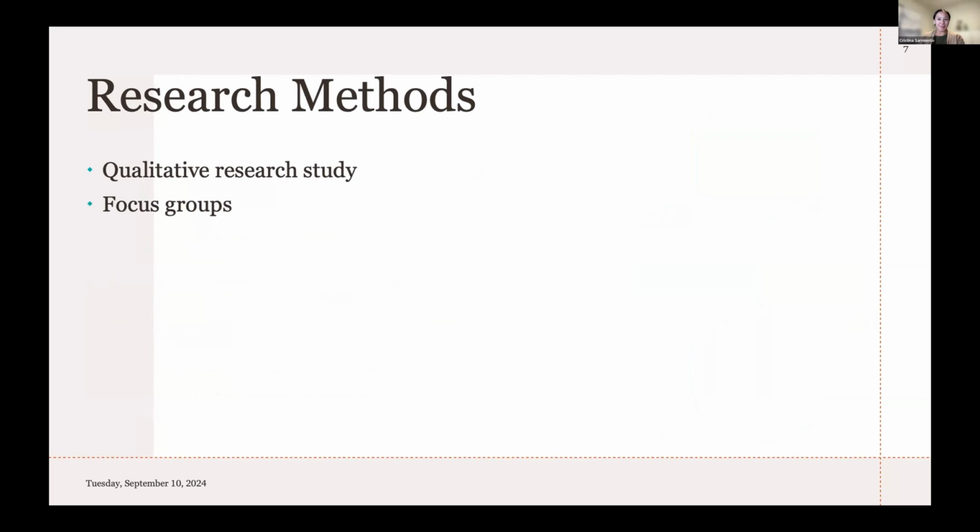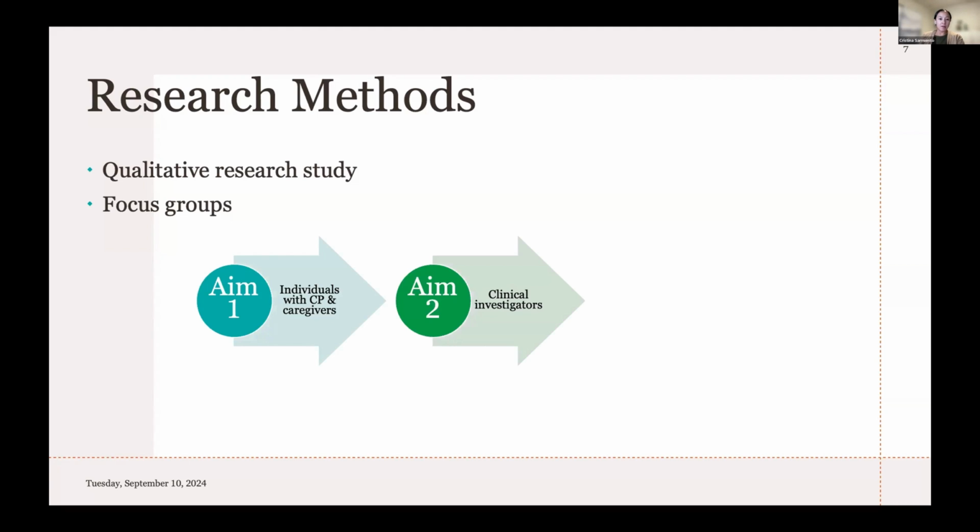So I'm going to go through the methods quickly of our research study so that we can get to the results, but it was a qualitative research study. So we conducted focus groups to gather data and hold conversations with people in these various stakeholder groups. Our first aim was to conduct focus groups with individuals with CP as well as caregivers. Our second aim was to then conduct focus groups with clinical investigators that focus on adults and aging with CP.